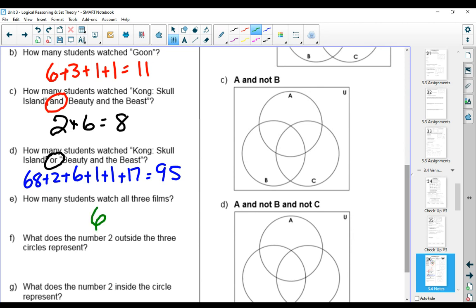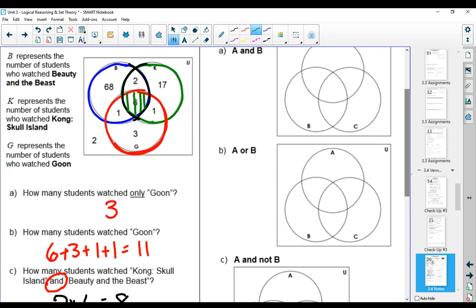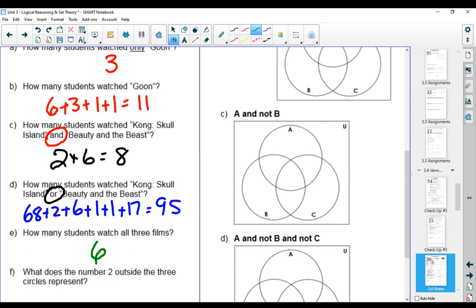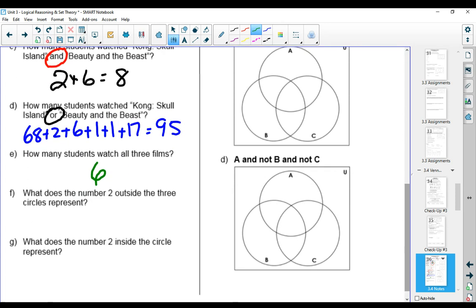The next question says, what does the number 2 outside the 3 circles represent? If we look up here, there's a little 2 that's outside. That would represent all of the people who watched a movie, but they didn't watch Beauty and the Beast or Kong or Goon. In other words, they watched none of the movies.